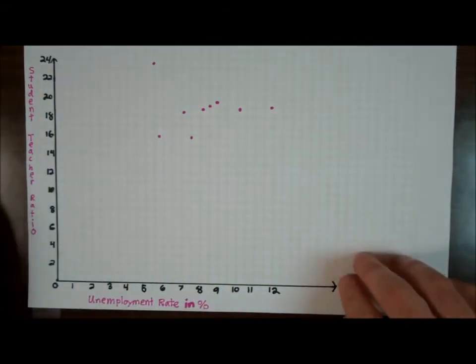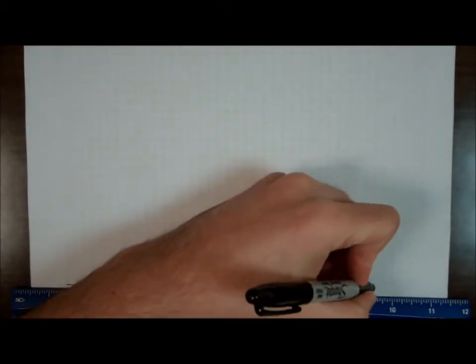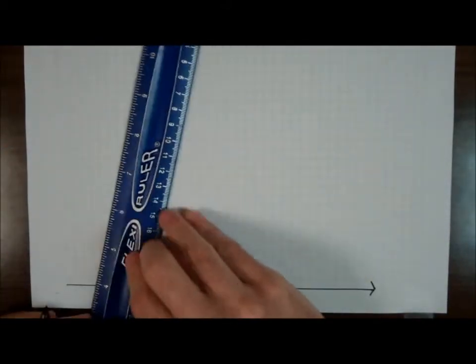First, you need to draw two perpendicular lines. Start by drawing the x-axis at the bottom of the page. Then draw the y-axis on the left-hand side of the page.